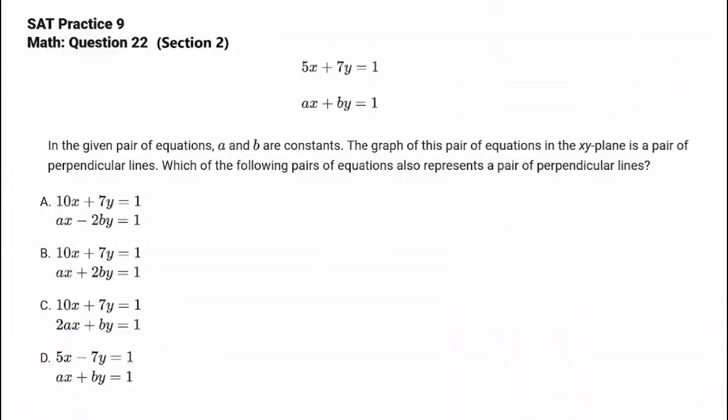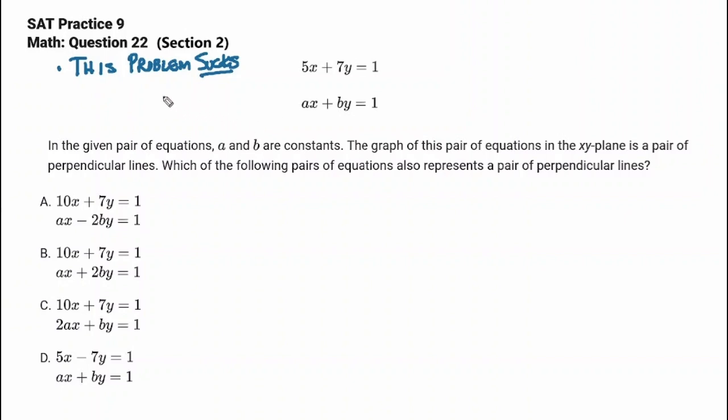We're on SAT Practice Test 9, Math Section 2, Question 22. What's the level of difficulty here? Level of difficulty is this problem sucks. This whole Section 2, the last few questions have been really, really hard, and this one's just like the coup de grace, man. It's real difficult. Got these two equations. In the given pair of equations, A and B are constants. The graph of this pair of equations in the xy plane is a pair of perpendicular lines. Which of the following pairs of equations also represents a pair of perpendicular lines?